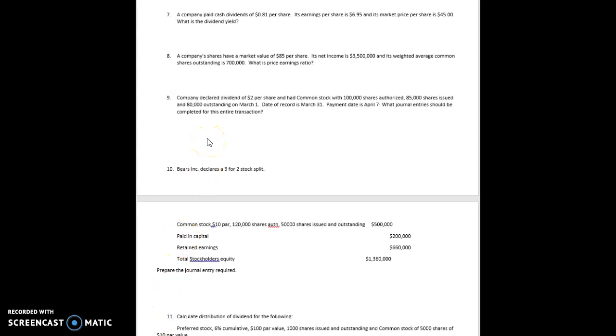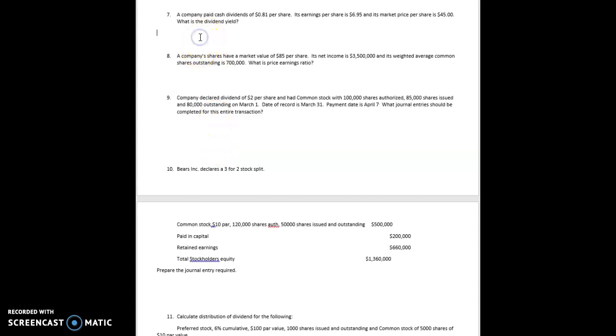So we're going to start with number 7, and it says that a company paid cash dividends of 81 cents per share. Its earnings per share is $6.95, and its market price per share is $45. And they're asking, what is the dividend yield?